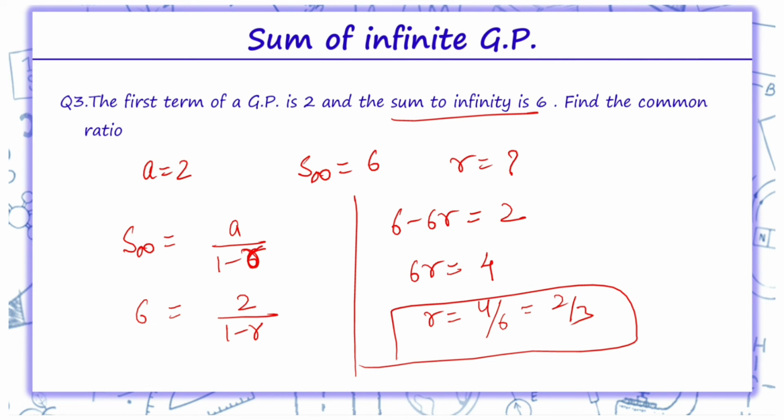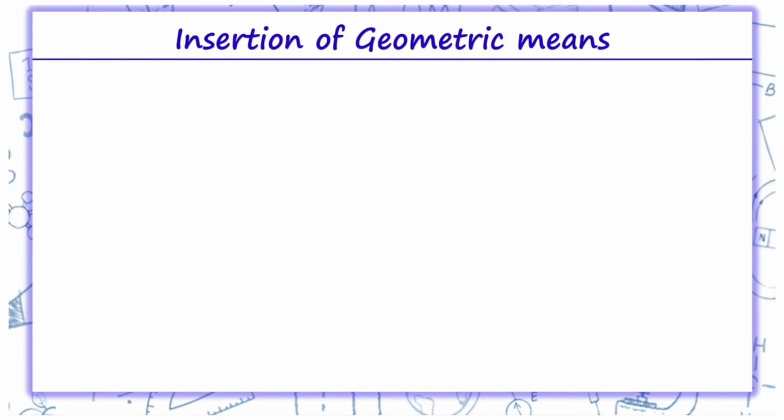This is how we understood the concept of the sum of an infinite GP, and we solved questions related to it. Now coming to the next topic, which is insertion of geometric means. Let's suppose I am provided with two numbers a and b.